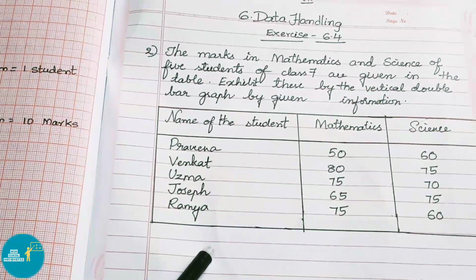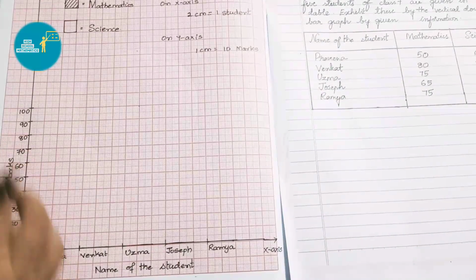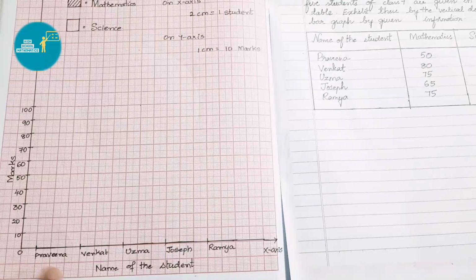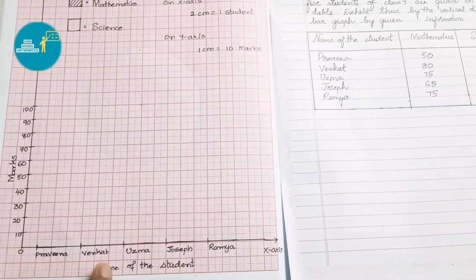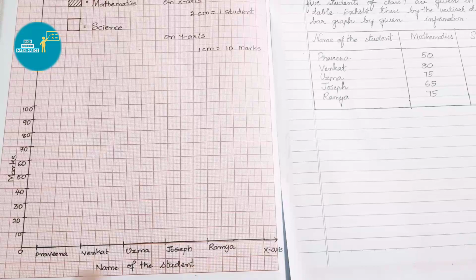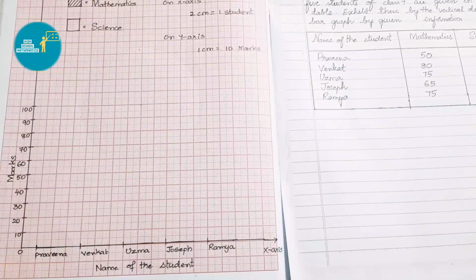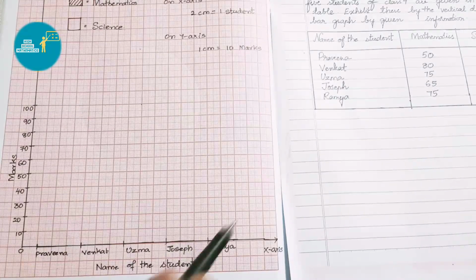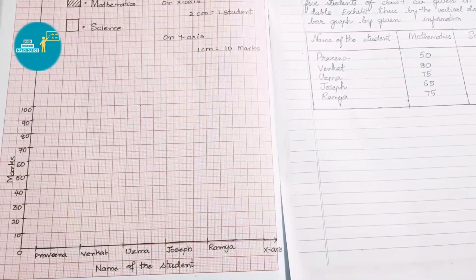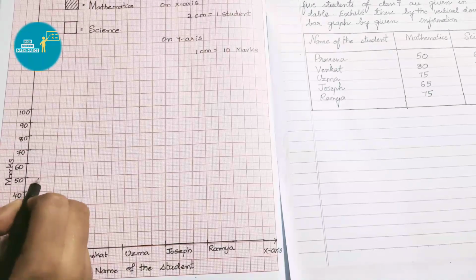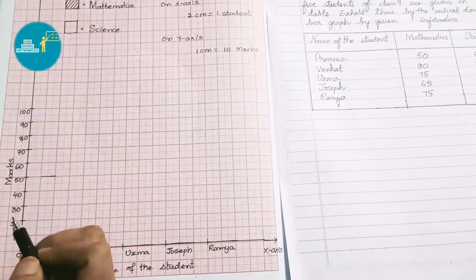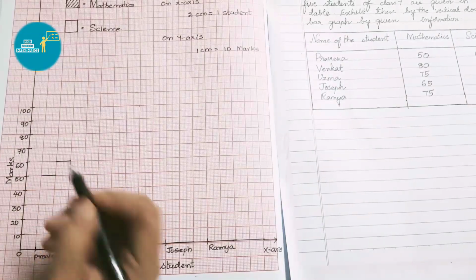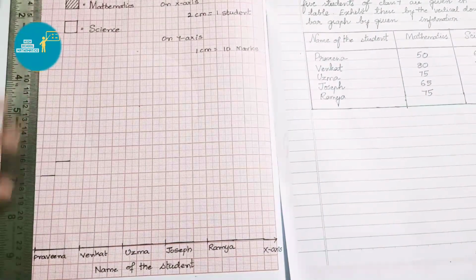Let us see how to draw. See now, on the graph we have drawn the x-axis and y-axis. On the x-axis we have taken the names of the students Praveena, Venkat, Uzma, Joseph and Ramya. On the y-axis we have taken marks from 10 up to 100. Now let us see, Praveena got mathematics 50 marks, so we have to point here near 50. Next she got science 60 marks, so we marked here. Now let us join them.